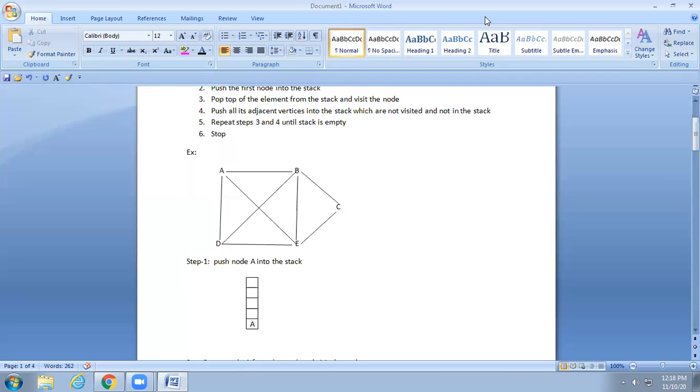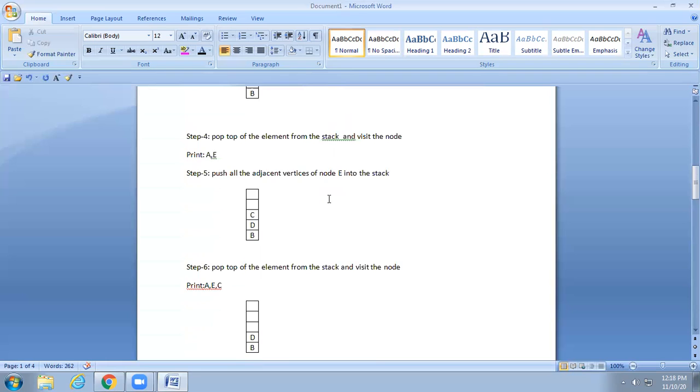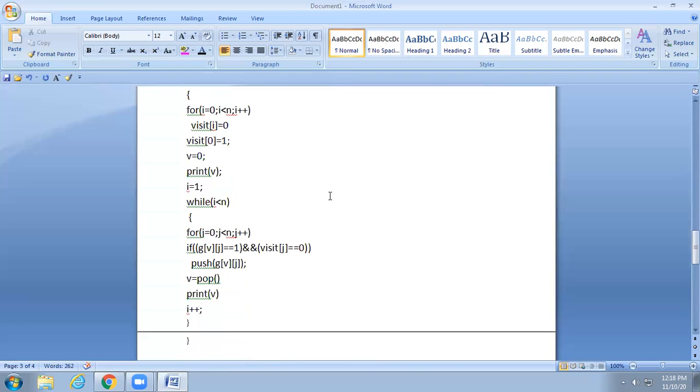So okay, this is about today's topic, DFS graph traversals.